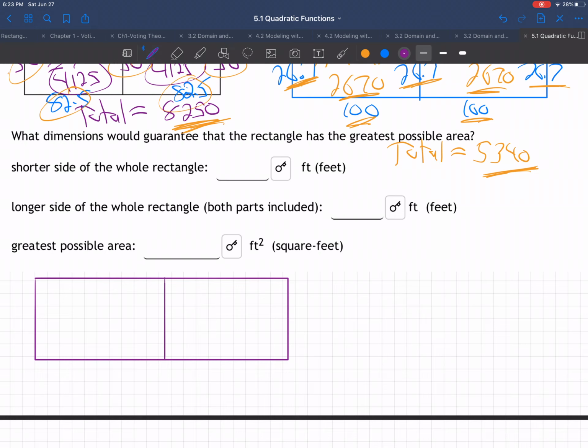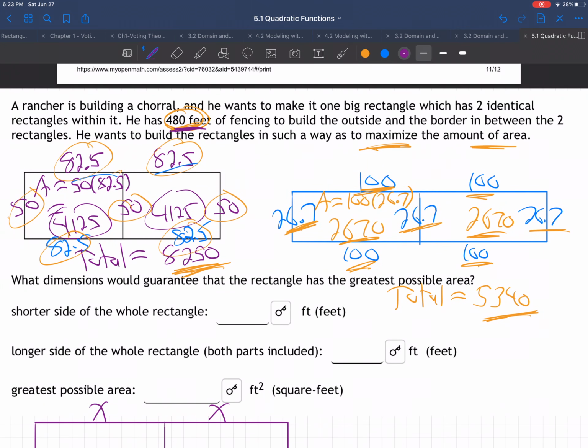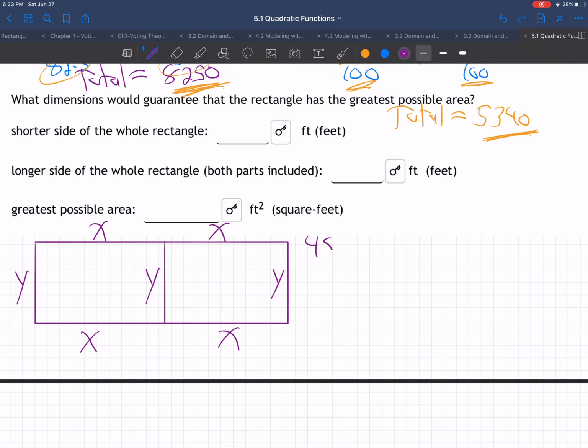Okay, so what we need to do is just call this x, and x, and x, and x, because we don't know what that dimension should be, and y, y for the other one. You just make up a variable. Now we're going to end up having two equations. One of them is the total feet of fencing. So 480 feet of fencing is 4x and 3y.